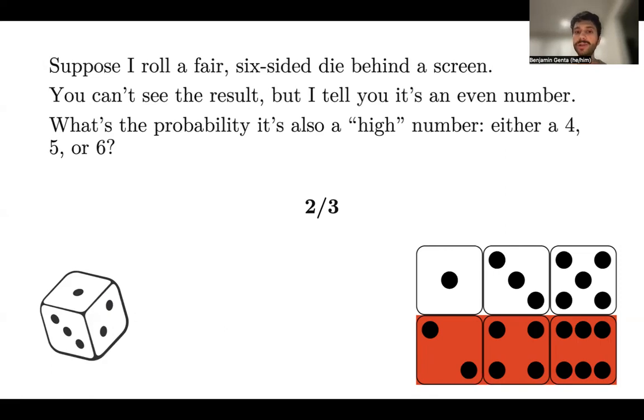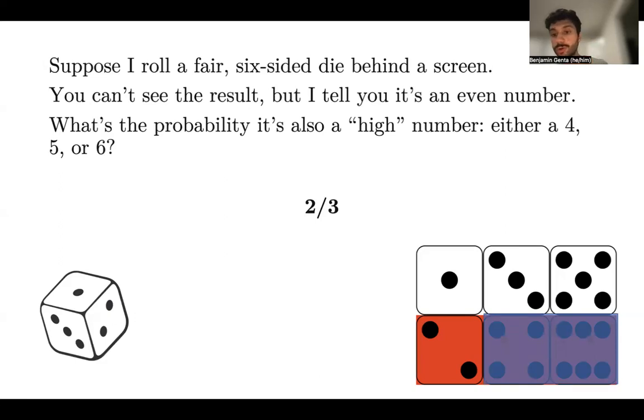And now I'm asking you, well, what's the probability that it's also a high number, right? And here you just have to say, well, is 2 a high number? No. Is 4 a high number? Yes. Is 6 a high number? Yes. Okay, so you have 2 yeses and 1 no, and so it's 2 out of 3, right? And the yeses here are shaded in blue.